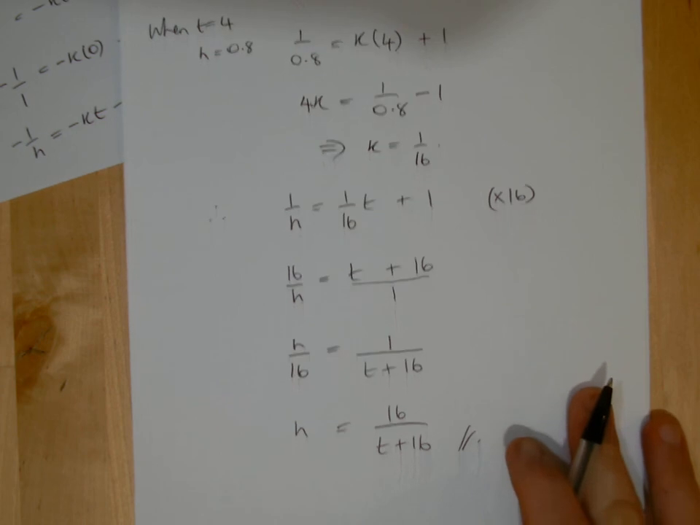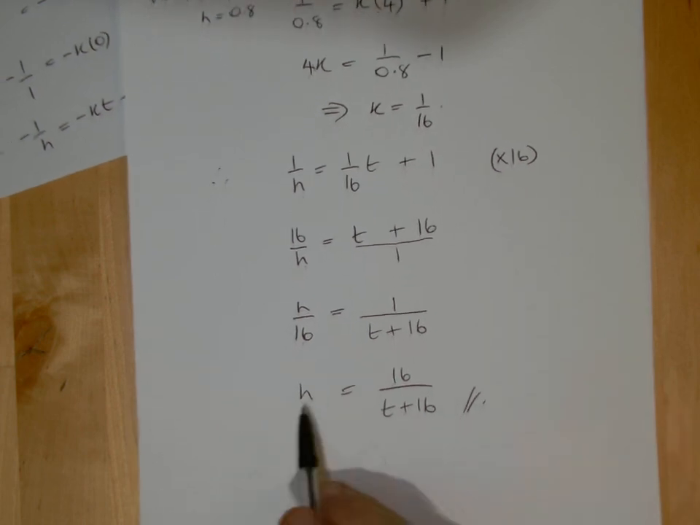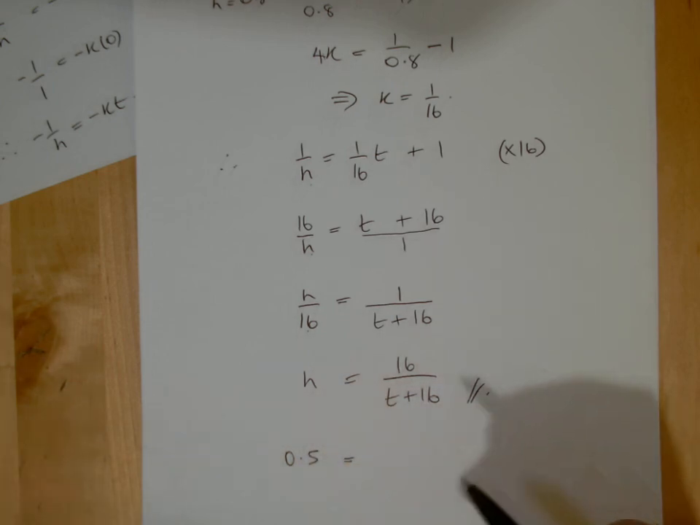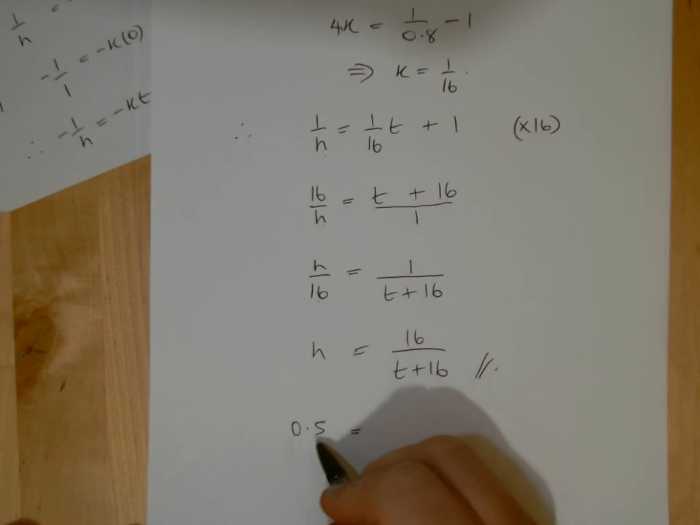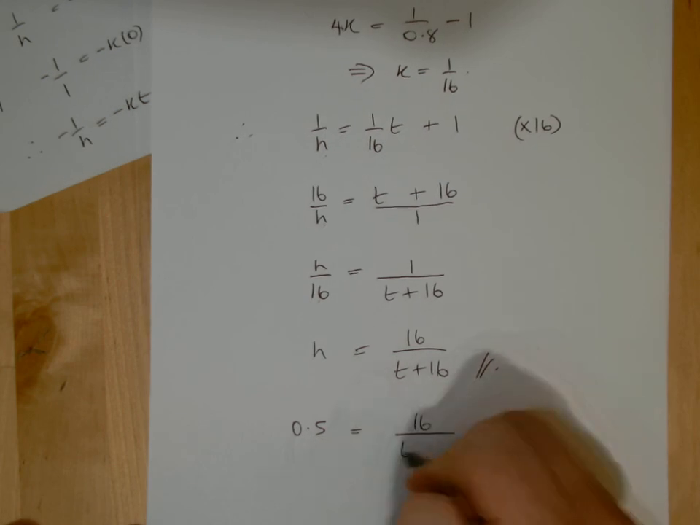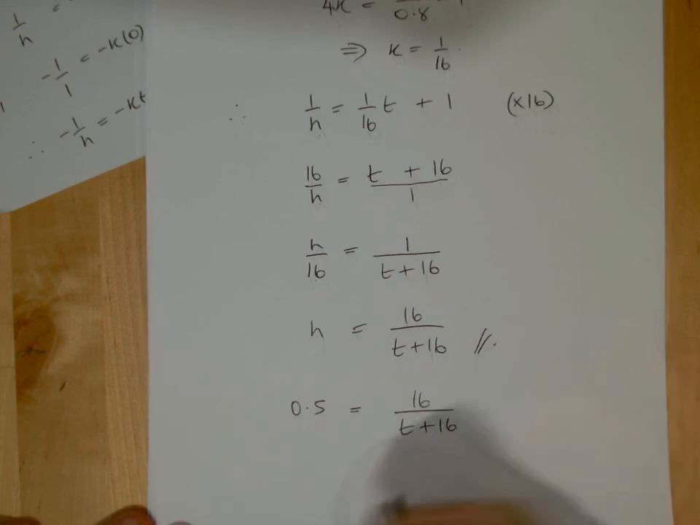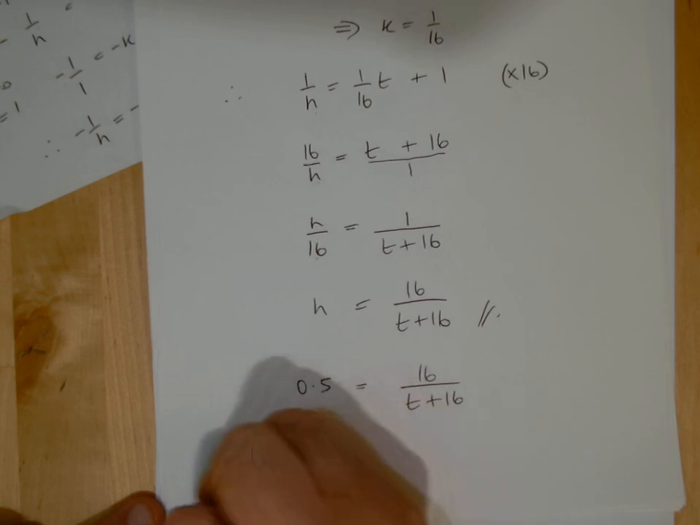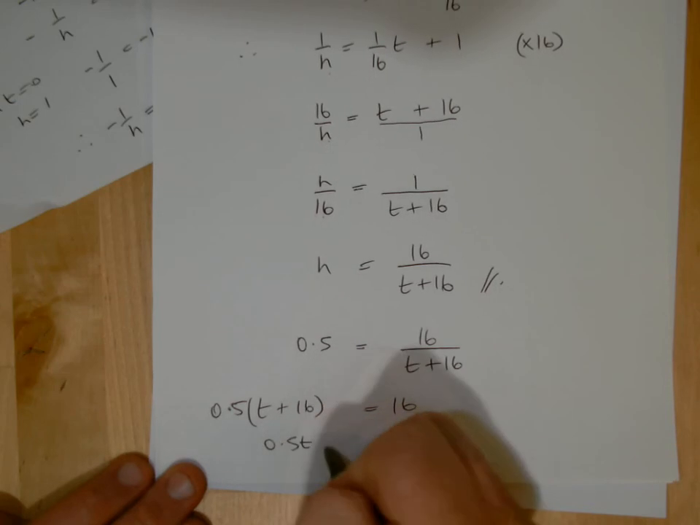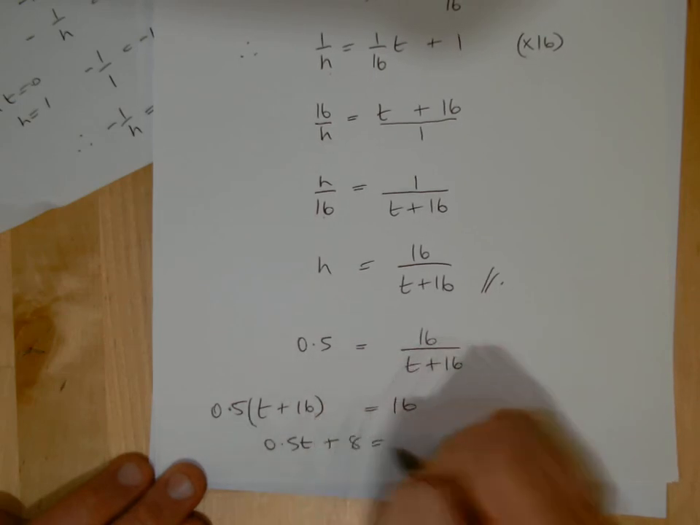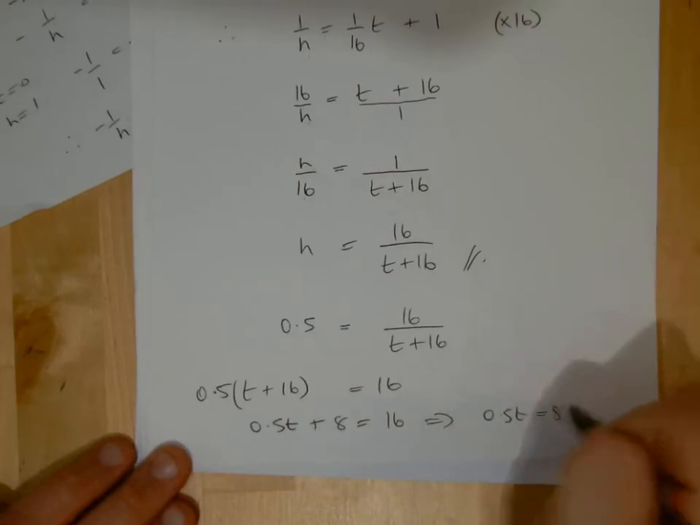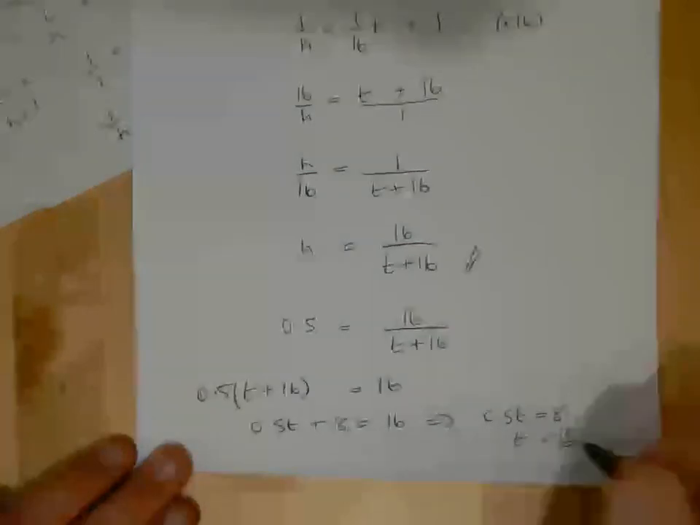It says then, find the time it takes for it to reach half its height. Well, half its original height will be 0.5, because remember at the start it was 1 meter. So we have 0.5 equals 16 over t plus 16, and then it's a case of taking this up here, just doing a bit of algebra to work that out. So you've got 0.5 times t plus 0.5 times 16, which is 8, and that equals 16 there. So that implies that 0.5t is equal to 8, so t will equal 16 seconds.